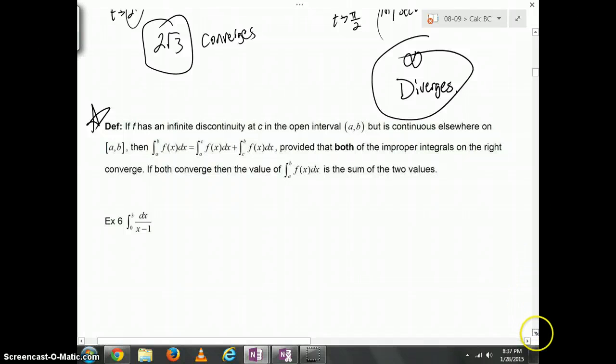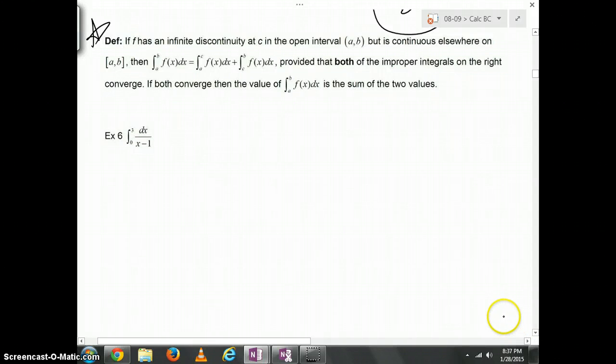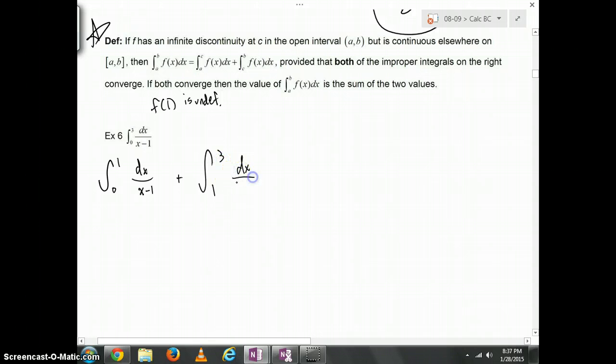Why is this so tricky? Well, we're never going to look at an integral the same way, honestly. You can see that f of 1 is undefined. You'd have a discontinuity at x equals 1. So that means we have to write this problem out. We're going to integrate from 0 to 1 of dx over x minus 1 plus the integral from 1 to 3 of dx over x minus 1.